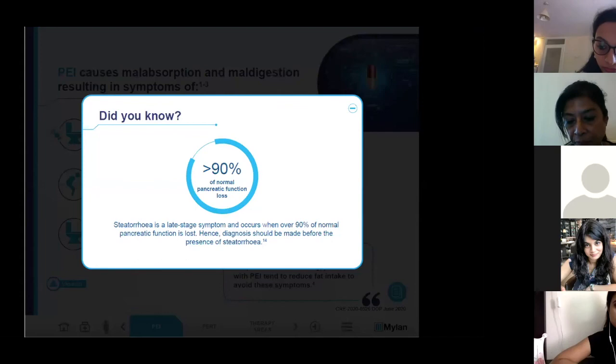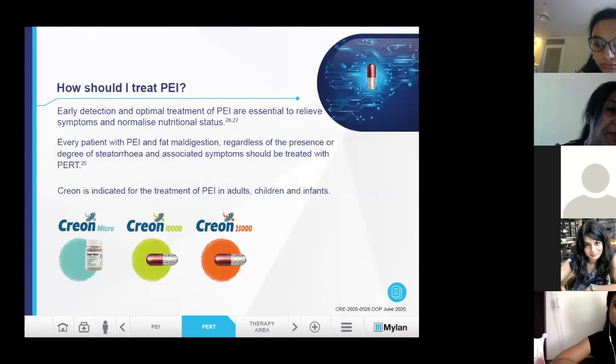So how should you treat PEI? Again, as mentioned, early detection is important, and PERT should be initiated as soon as possible. Every patient with PEI and fat maldigestion, regardless of the presence or degree of steatorrhea and associated symptoms, should be treated with PERT. Small studies have shown PERT may improve glycemic control.